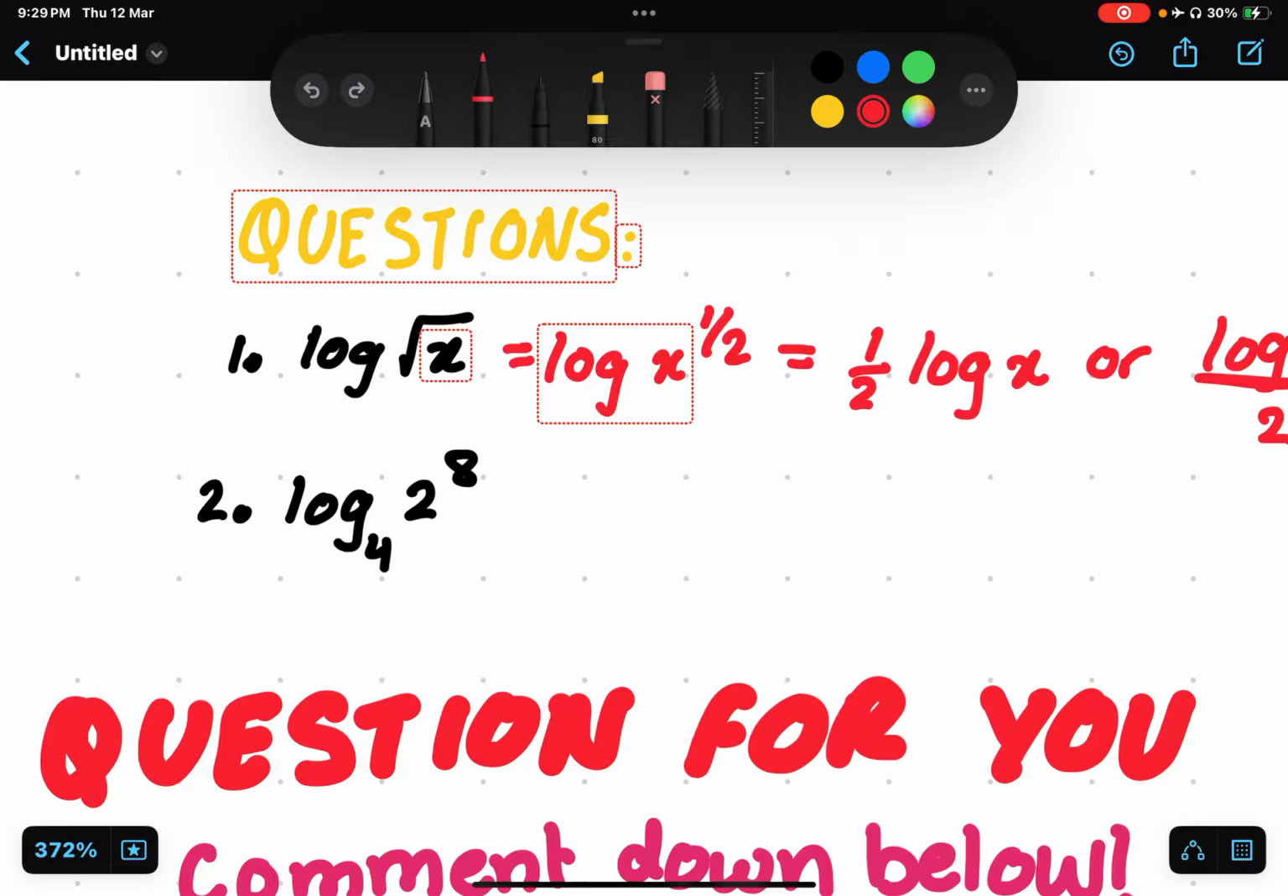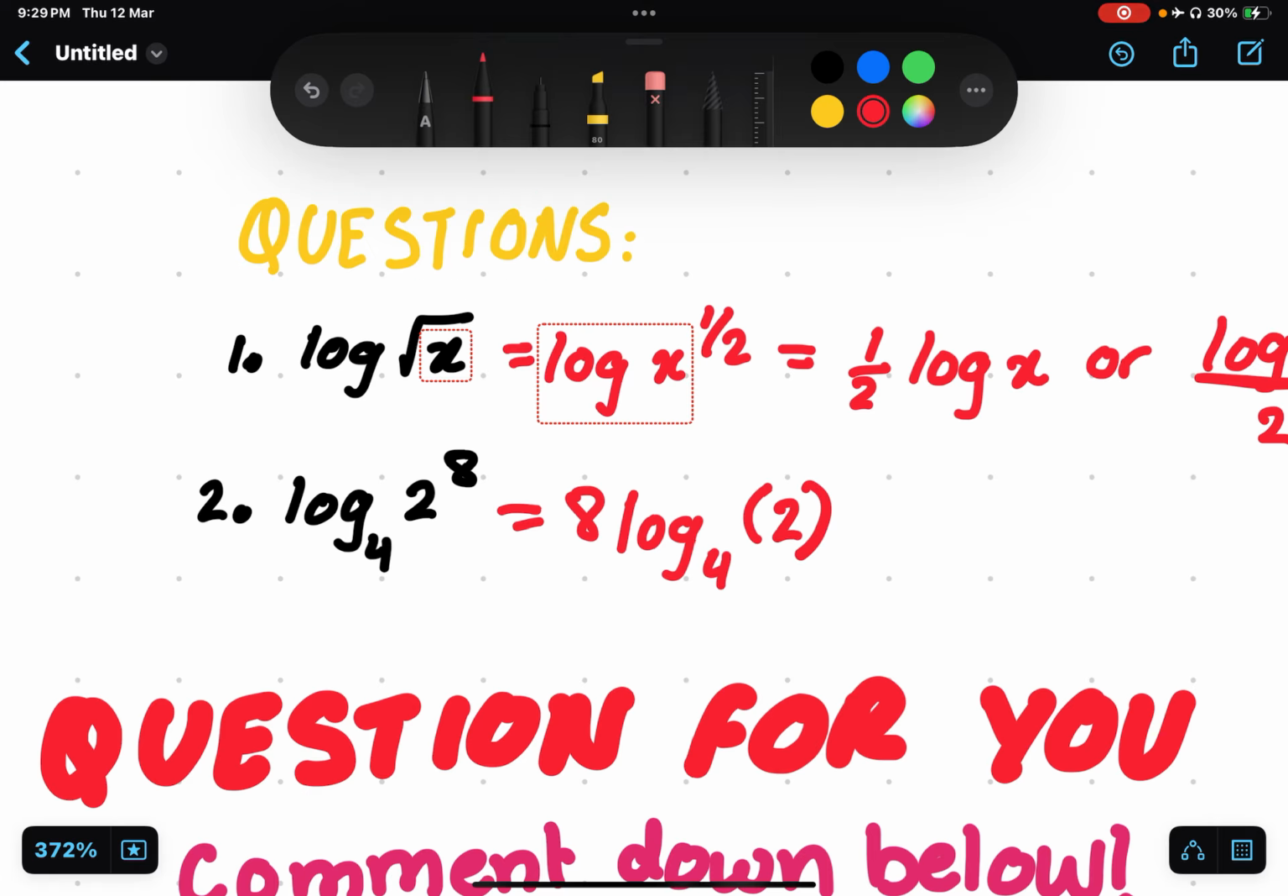So, what can we do at first? Now we know our log power rule. It's powerful. So we can bring the 8 down to the front since it's an exponent on the 2, right? So that's what we're going to do first. So we've got 8 log base 4 of 2. But hey, now this is a bit of a problem. What do we raise 4 by to get 2?